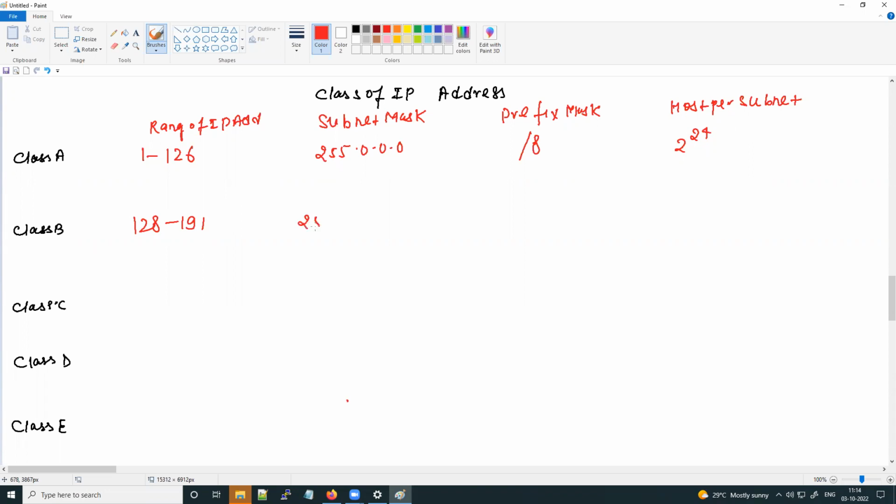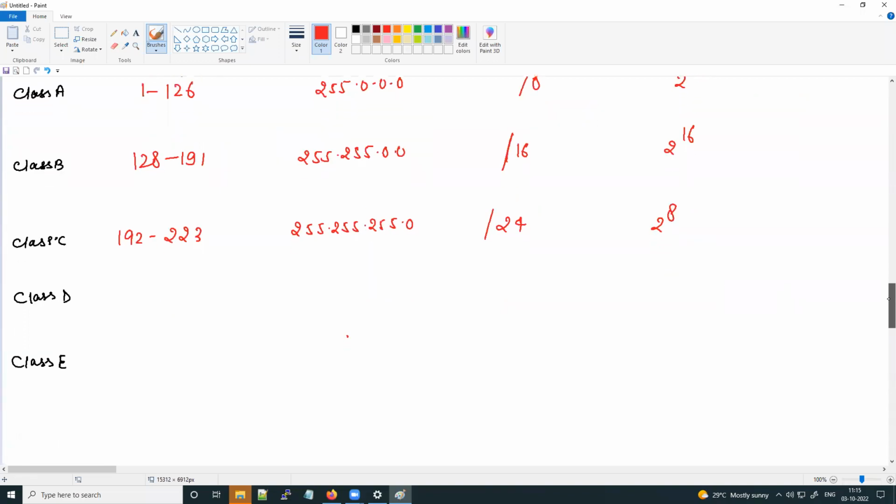Subnet mask is 255.255.0.0. Prefix mask is /16 and hosts per subnet is 2 to the power 16. That would come to nearly 65,000. Class C is 192 till 223. Subnet mask is 255.255.255.0. Prefix mask notation is /24 and hosts per subnet is 2 to the power 8, which means a total of 256 IP addresses.